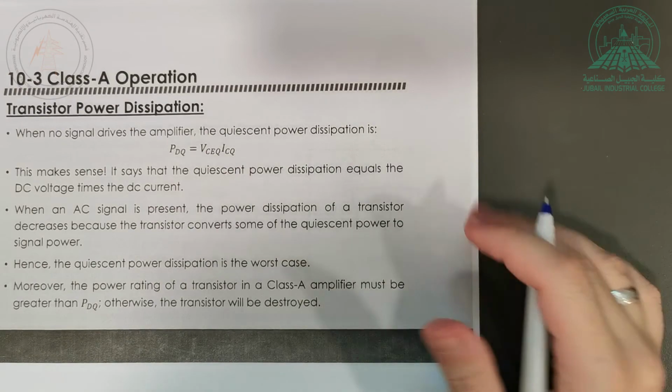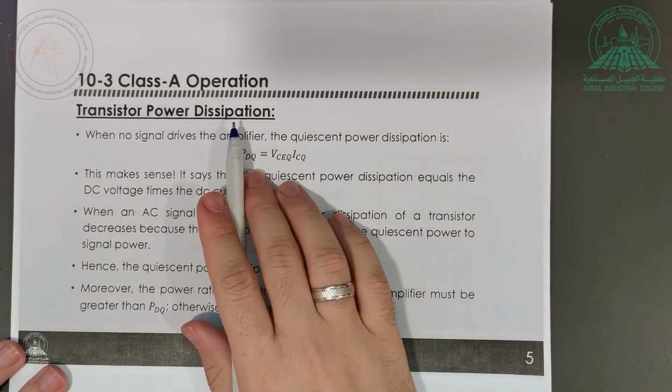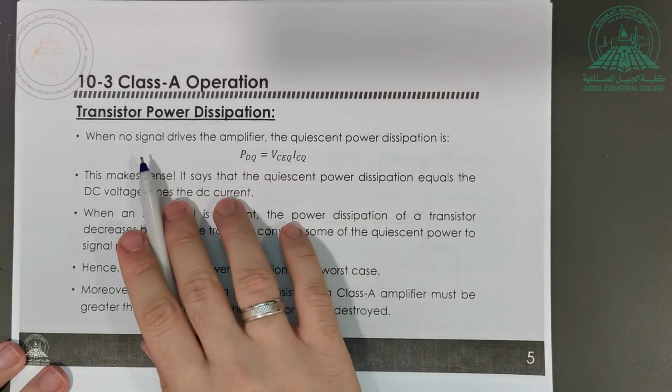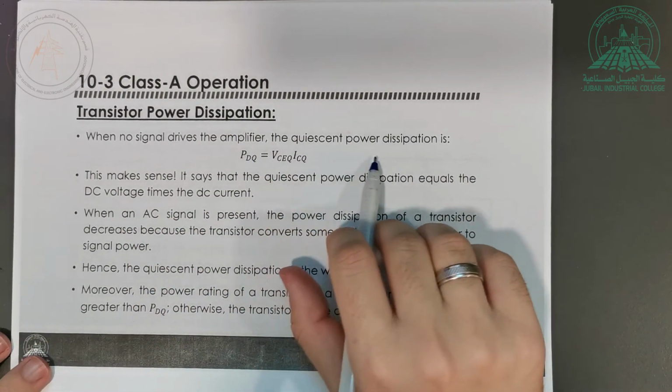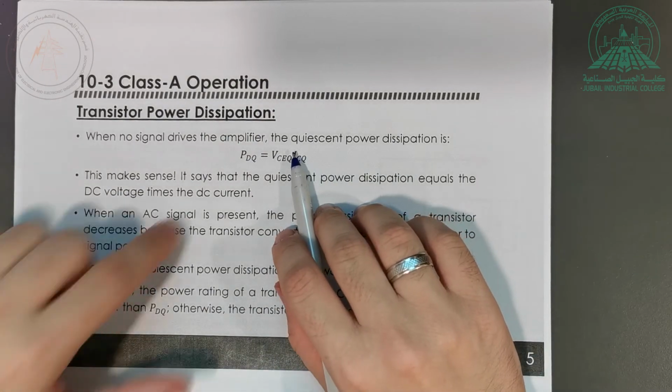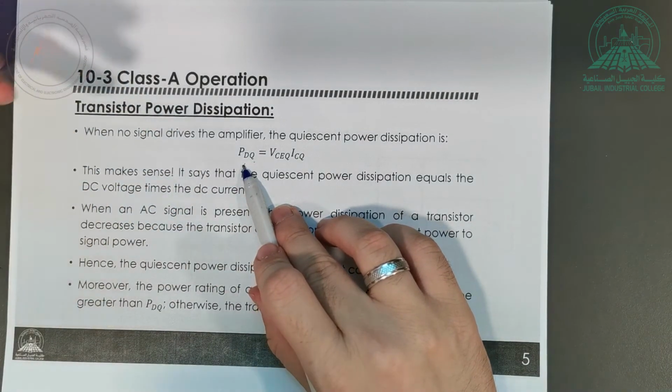Now we'll talk about other parameters. We have the transistor power dissipation. When no signal drives the amplifier, meaning there is no AC, then the quiescent power dissipation is, what is the PD? PD, the quiescent power dissipation, and power dissipation, the DC part.